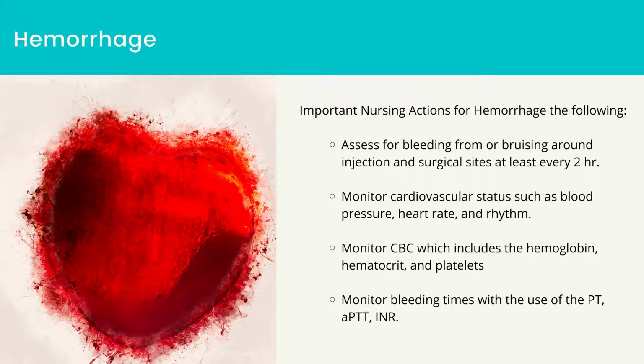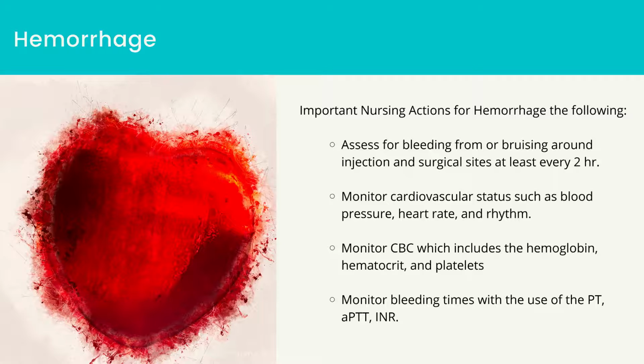Hemorrhage. Hemorrhage is a risk due to anticoagulant therapy, which results in bleeding. Important nursing actions for hemorrhage are the following. Assess for bleeding from or bruising around injection and surgical sites at least every 2 hours. Monitor cardiovascular status such as blood pressure, heart rate and rhythm.